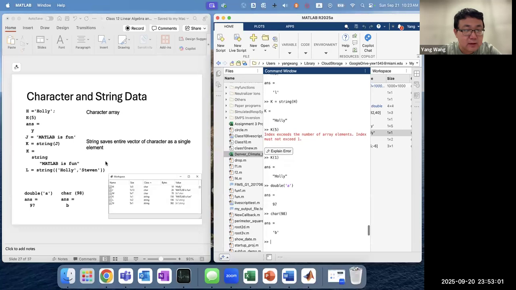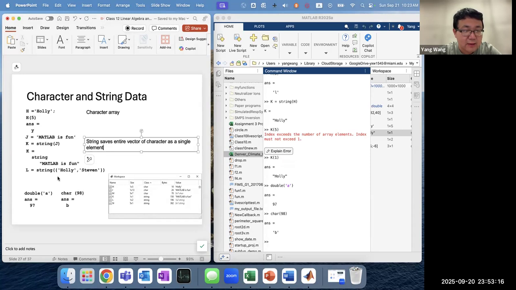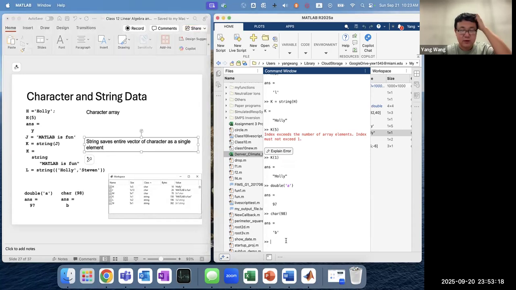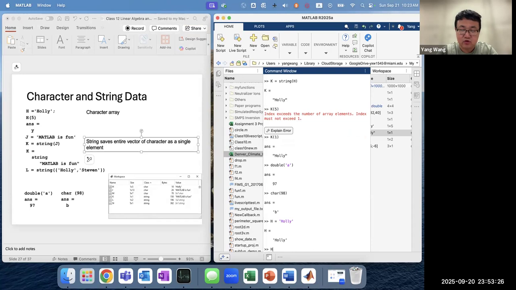So this is the difference, right? If you type in a word with single quotation, then it's a character array, right? So the string saves the entire vector of characters as a single element. Okay. So you can also combine different strings. So for example, if you have two character arrays, let's say we still have H being holy, and then let's say we have H1 being, let's say, young.